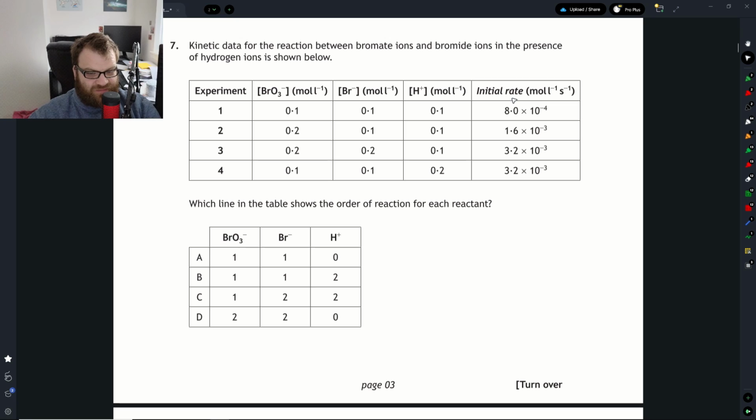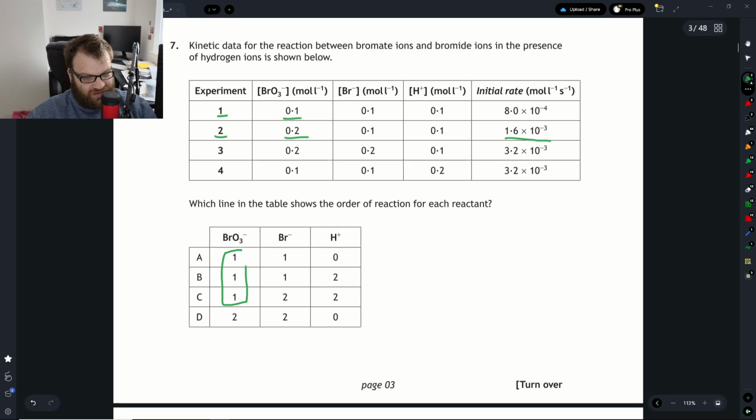In this question, we're asked to determine the order of reaction for each reactant. We need to decide which 2 experiments we should compare. We're looking for the combinations where there's only one difference in the concentrations. I'm looking for something that will deal with the BrO3-. I'm looking at which 2 experiments have that as the only difference, just 1 and 2. Look at experiments 1 and 2. We have doubled the concentration. If you look over to the side, we have doubled the rate. If you double the concentration, it doubles the rate. That means it's going to be first order with respect to that reactant. That rules out D.